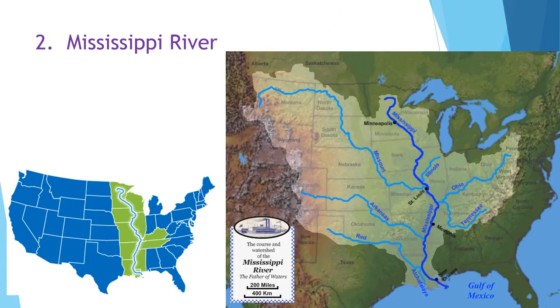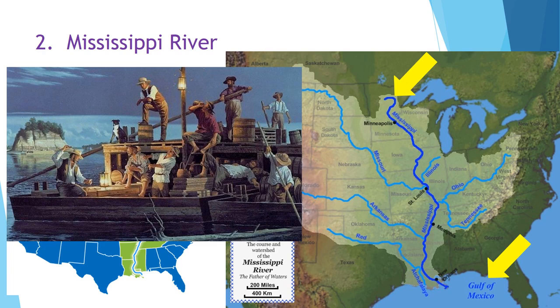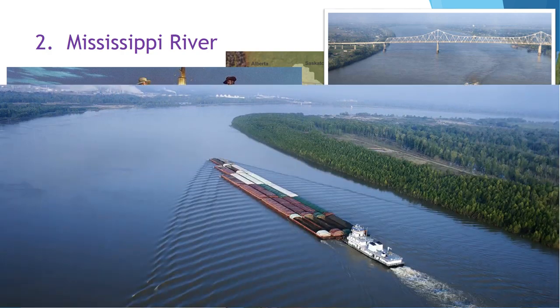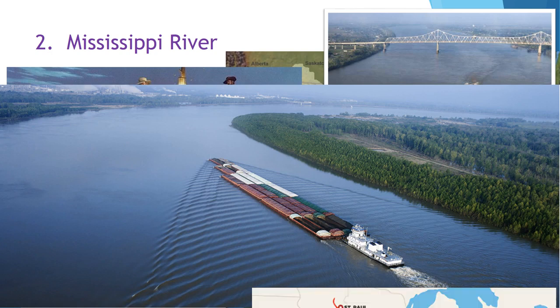The Mississippi River starts in Minnesota and flows south for 2,320 miles until it drains into the Gulf of Mexico. This river is known for its use in trade because barges have shipped products up and down the river for over 200 years. Even today, commercial barge traffic is a common sight you will see along this mighty river.